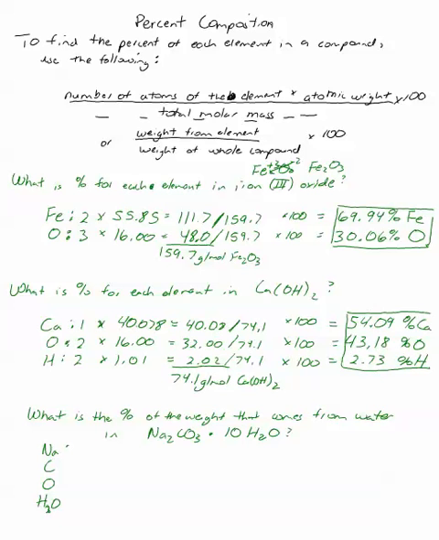Now, let's go ahead. How many Nas do we have? 2. How many carbons, we have 1. Oxygens, 3. Waters, look for the number that's in front of our waters, and that's 10. Now what we need to do is multiply by how much each of them weighs. So for our sodium, we should have 22.99. Carbon, 12.01. Oxygen, 16. And lastly, our waters, which we said is 18.02. So go ahead and multiply those out.